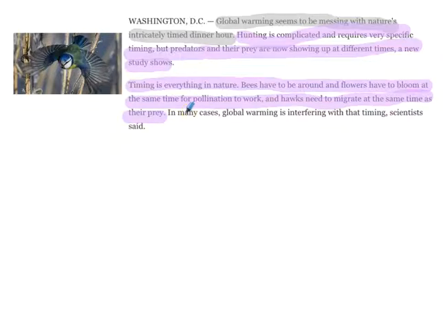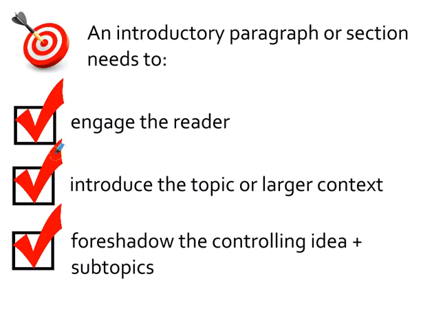So now he's going to foreshadow his controlling idea, his argument. In many cases, global warming is interfering with the timing, scientists say. So there's his controlling idea. He is going to show us in this informational piece how global warming really is messing with when animals eat. So he absolutely engages the reader, introduces the topic or larger context, and foreshadows the controlling idea. He doesn't foreshadow his subtopics. That's something that you, however, are going to do.